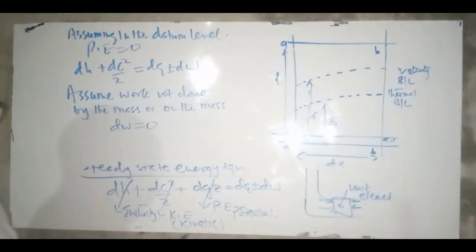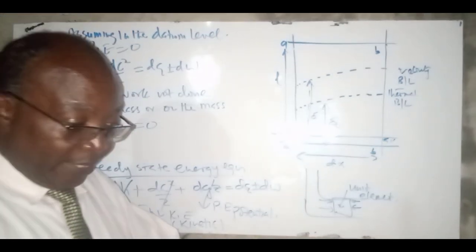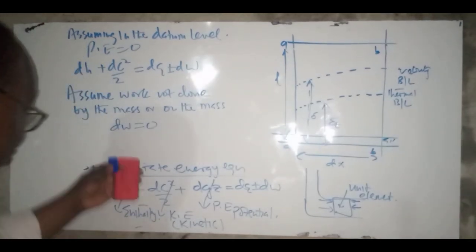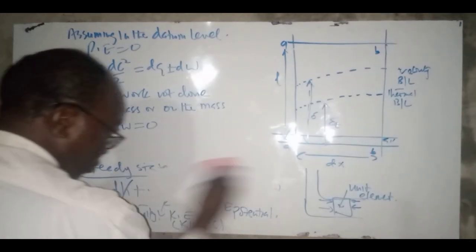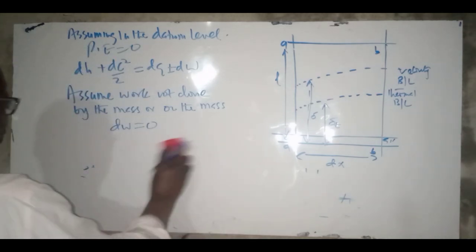So you have made two key assumptions. Potential energy you have assumed is 0, and that there's no work done on that particular mass, neither does it do work. So we have assumed it's 0. So now let's proceed.